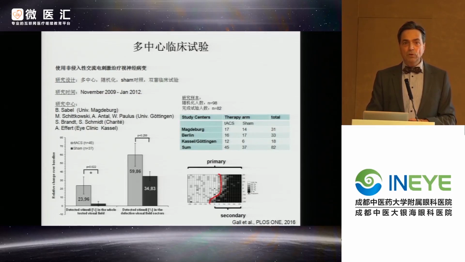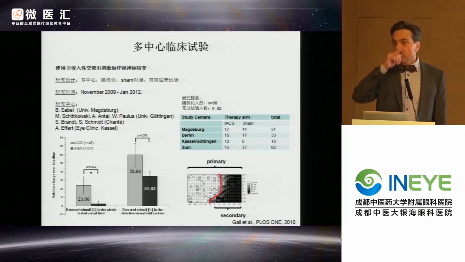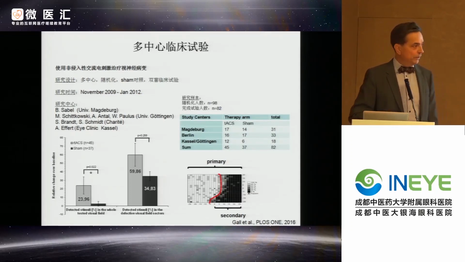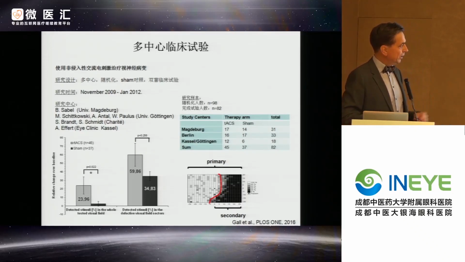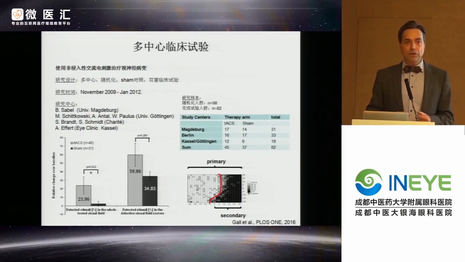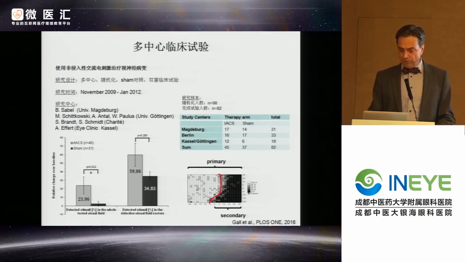The next slide shows the results of a clinical trial. So we conducted a multi-center trial in Germany. Back in 2016 it was published, and you see that the average improvement is 24% visual field gain in the total visual field. And if you just look at the blind or black region, the significant change is in the order of about 60%.